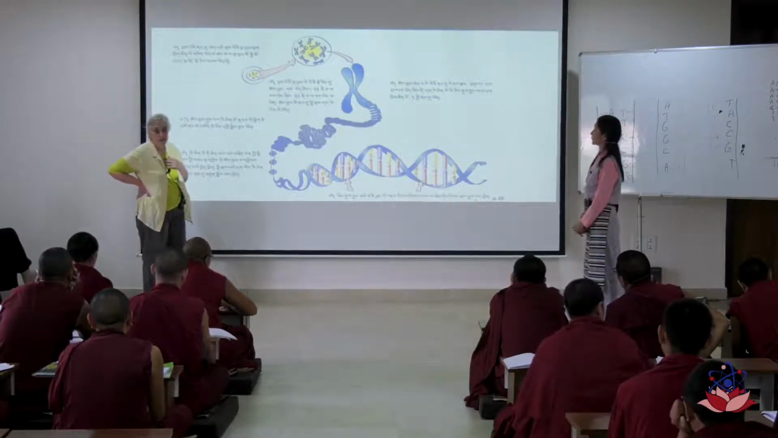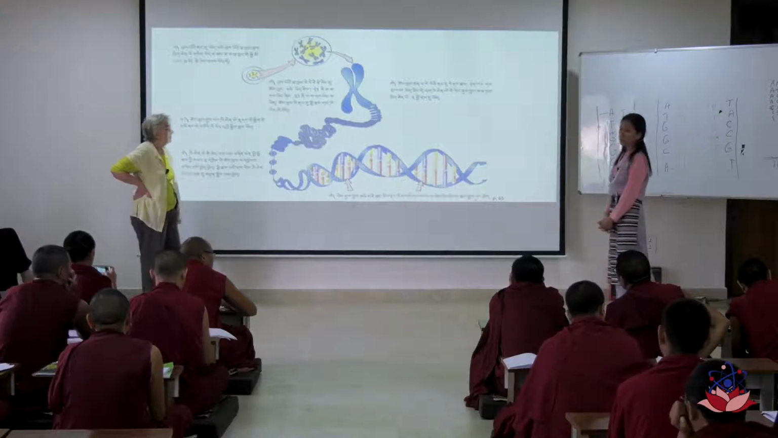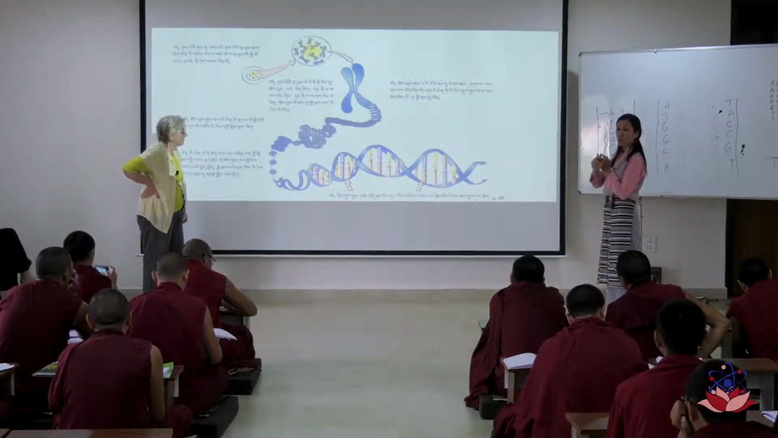Humans have 23 pairs, one from each parent.